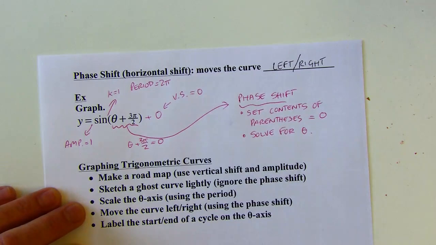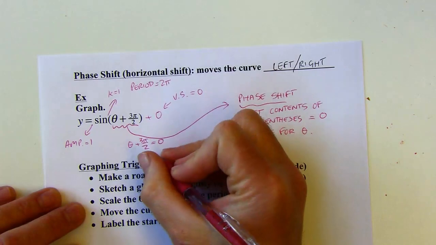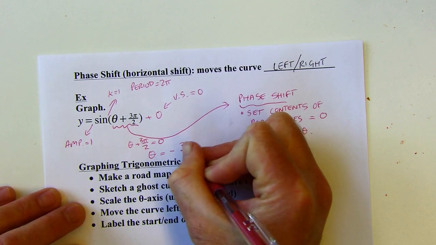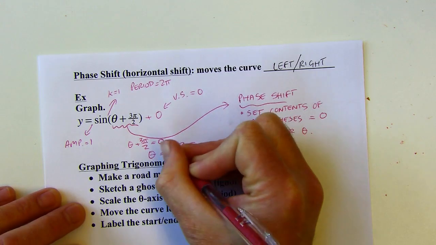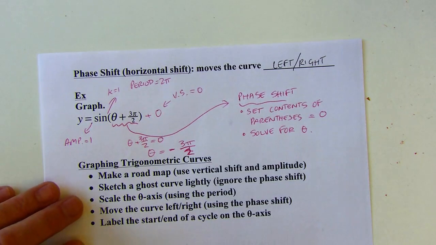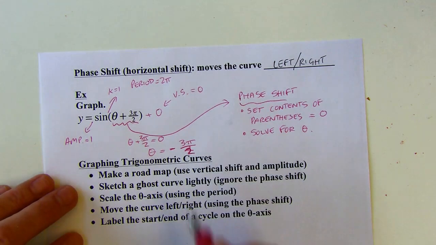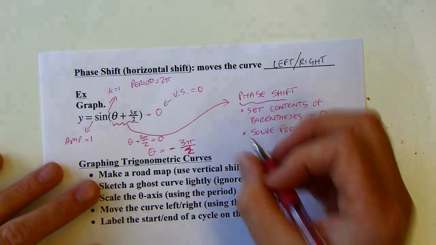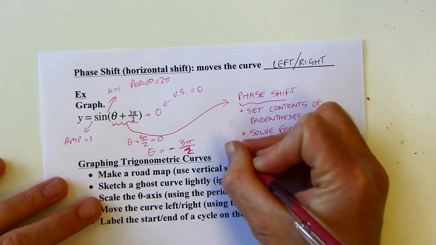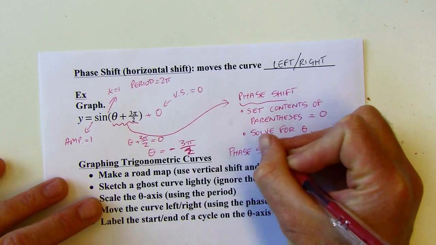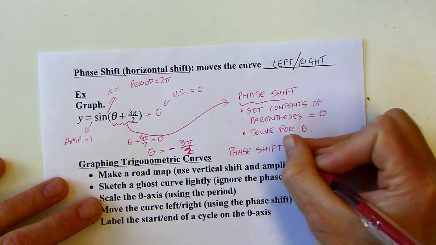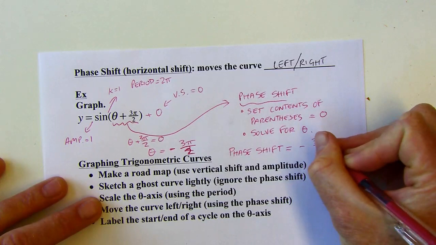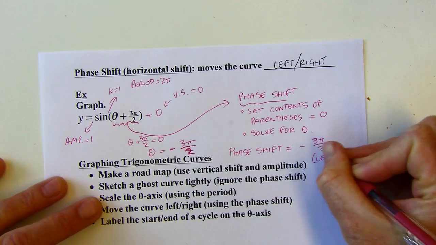I'm just going to subtract 3 pi over 2 from both sides. Whoa, what am I doing there? Okay, so that means my phase shift here is going to be negative 3 pi over 2. And since it's a negative, that means it's going to move to the left. Okay? So my phase shift for this particular one, you could either say negative 3 pi over 2 or left that much, left 3 pi over 2.